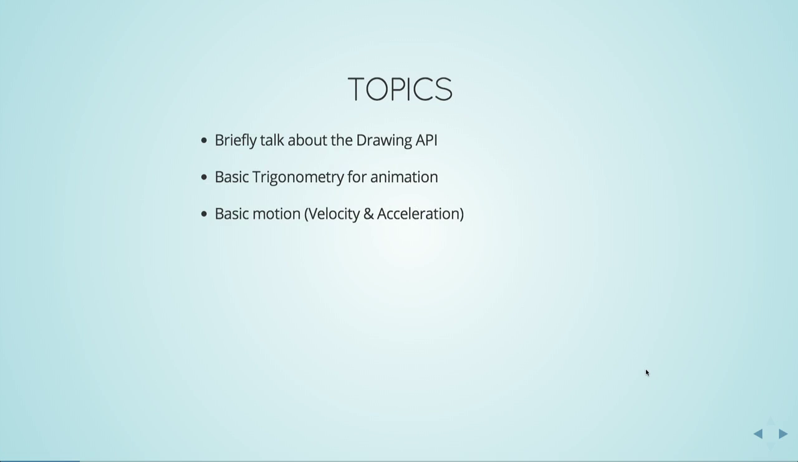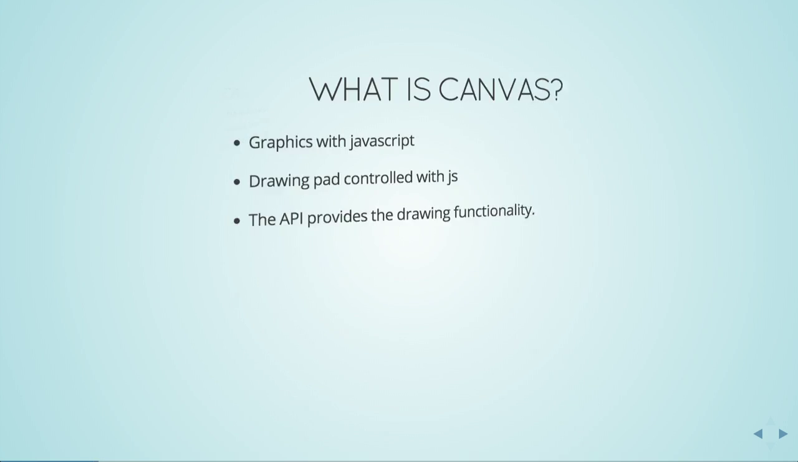What I'll be covering is, I'll briefly talk about the drawing API, for those who don't know about Canvas. I'll talk about basic trigonometry so we can do some animation, because we use math. And the fun part is motion. I'll be talking about motion, velocity, and acceleration. So how many of you have used Canvas quite a bit, or at least know it? Cool. So I'll cover the API then, at least.